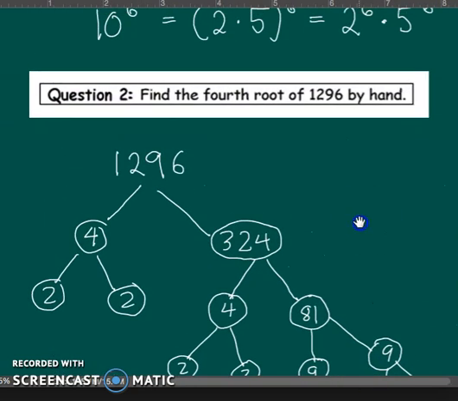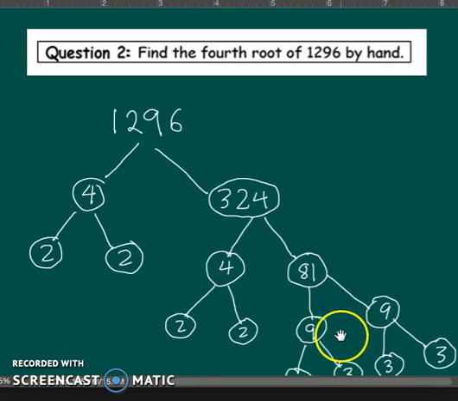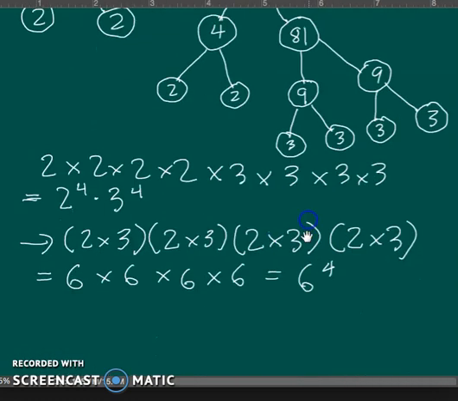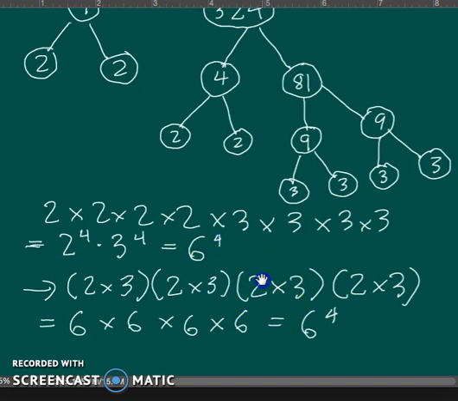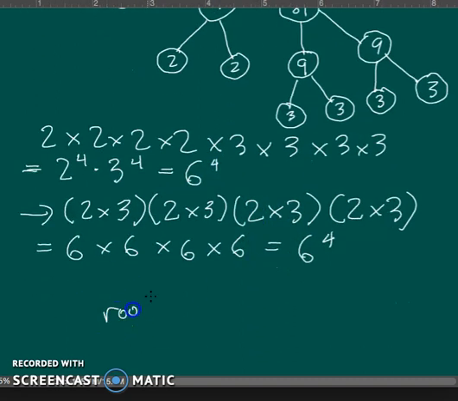So that means that 6 is the fourth root of 1296, because if we multiply 6 by itself 4 times, that's what we get. And looking back here where we had 2 to the power of 4 times 3 to the power of 4, that also combines to equal 6 to the power of 4. So the root is 6.